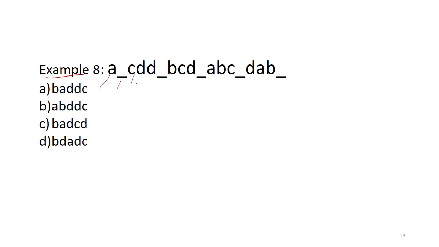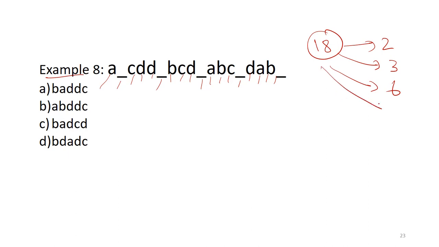1, 2, 3, up to 18. Okay, we have 18 here. Now let's see whether I get the answer. What I could do is group 2 each, 3 also, next 6 or 9. Okay, let me check. If I see, there are not 3, there are 4 different terms. So 2 won't work, obviously.